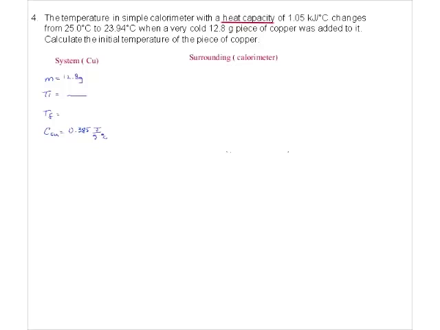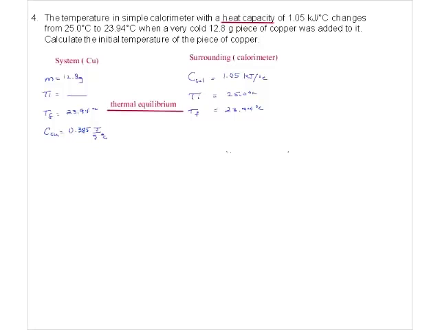We're looking at this and we're saying, well, we know the mass of the copper. We know the specific heat capacity of copper. We don't know TI. We don't know TF. But we do know that we've dropped this in a bomb calorimeter, or a heat capacity calorimeter here, with 1.05 kilojoules per degree Celsius. We know the initial temperature of this, and we know the final temperature. Because we know the final temperature of this one, we now know the final temperature of our copper. It's going to be thermal equilibrium. There we go. And now we're saying, can we calculate this?